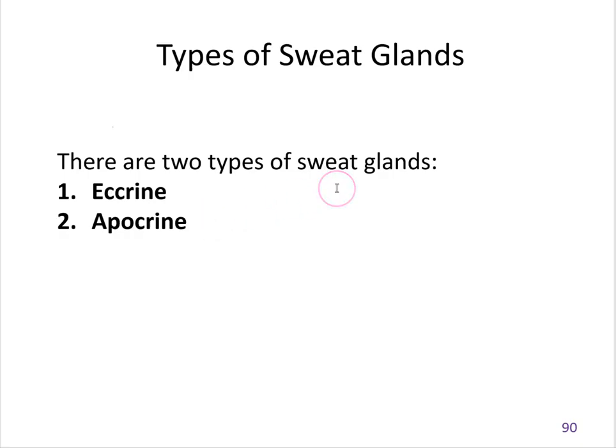Apocrine sweat is different. It is a mixture of proteins and fats that bacteria on the skin ferment and turn into our body odor. And you only find these glands in skin around the genitals and the axillas, armpits.